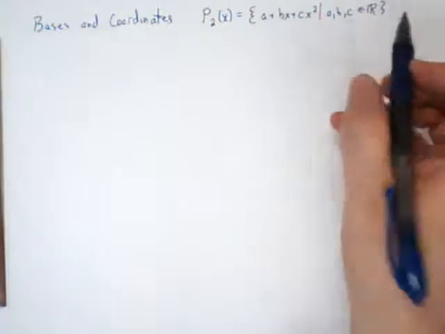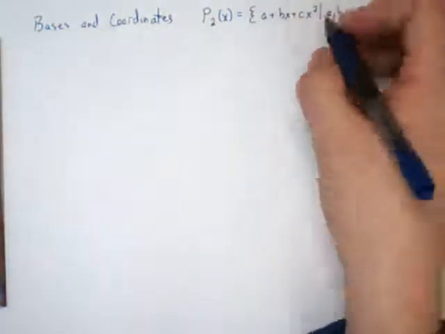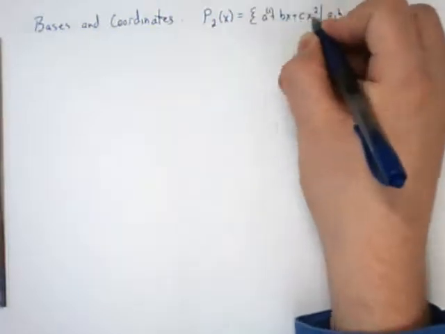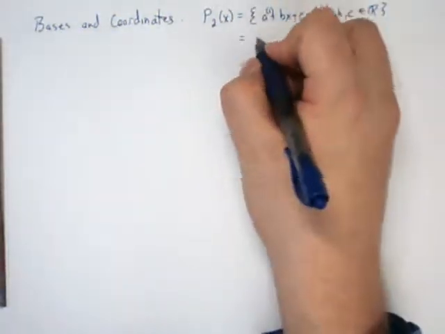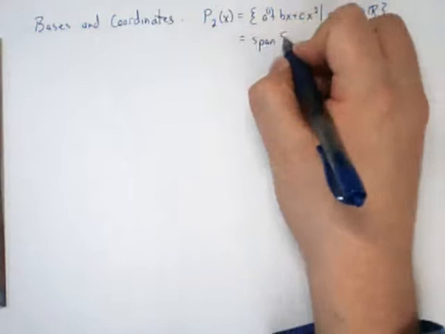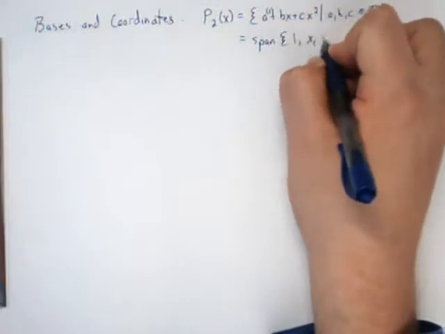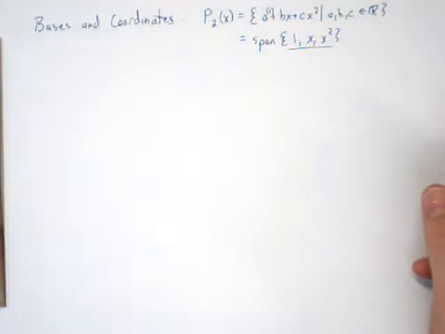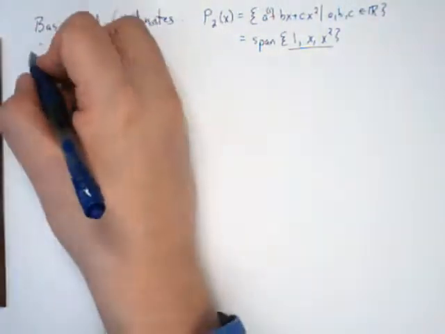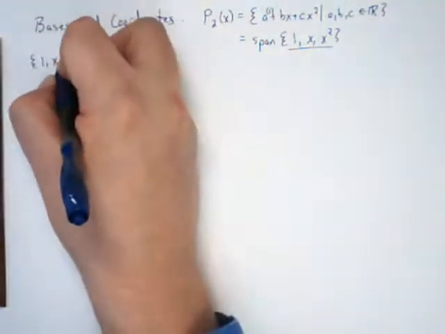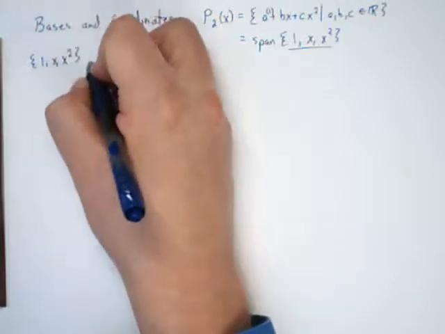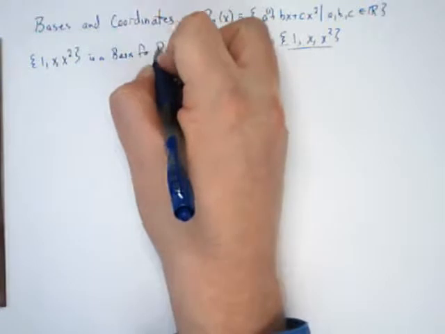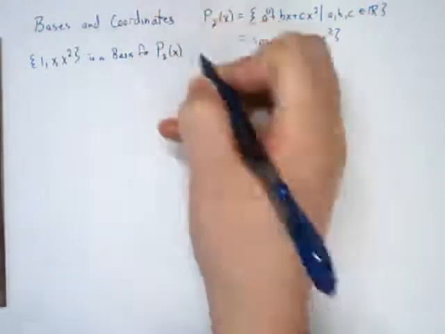One way of looking at this set of polynomials is to say, oh wait, I'm taking a number times 1 plus a number times x plus a number times x squared, which means this is really just the span of 1, x, and x squared. This set, 1, x, and x squared, is said to be a basis for P2 of x.